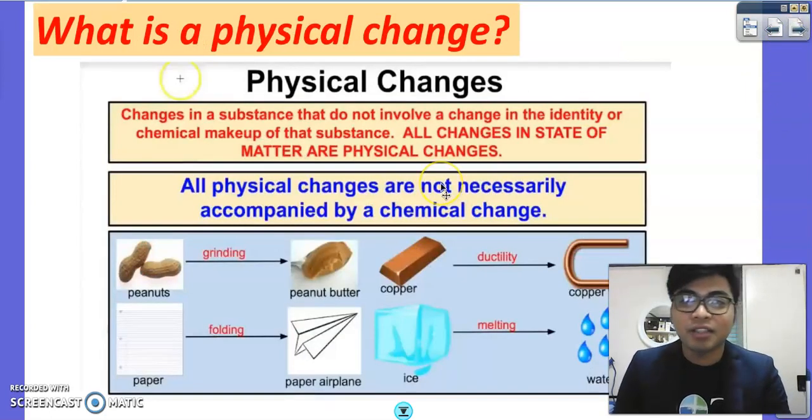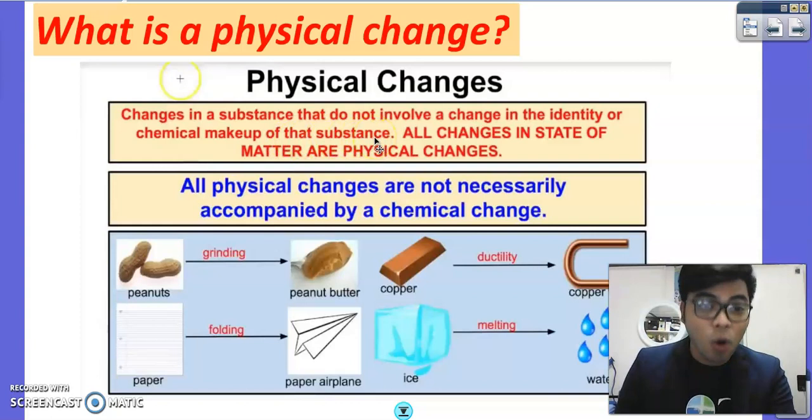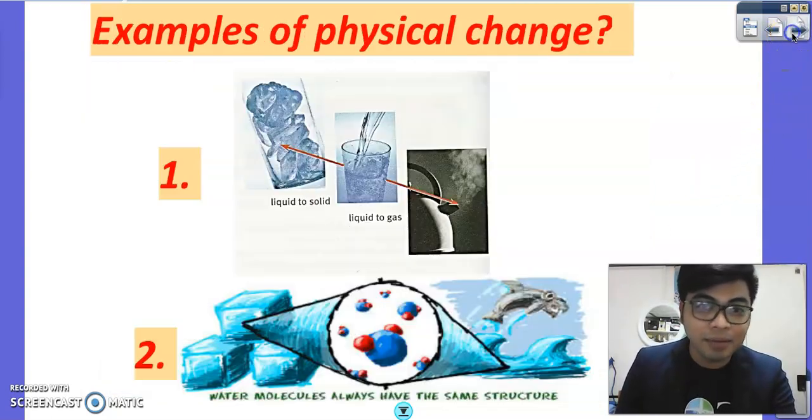So what is a physical change? Physical changes are changes in substances that do not involve a change in the identity or chemical makeup of that substance. All changes in the state of matter are physical changes, solid to liquid, liquid to gas, or vice versa. The ones which you can see here are just examples of that. If you want to take a look at it a little longer, you can pause this video right now. Okay? We're just going to proceed.